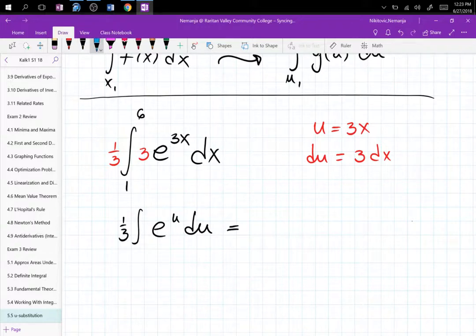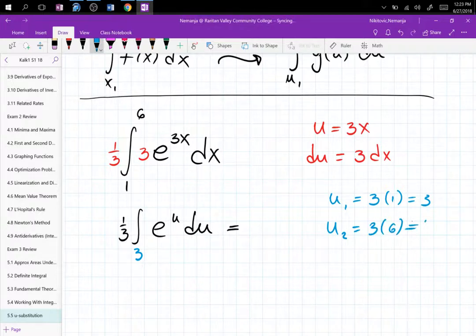Now, I'll do that in blue. u1 is 3 times 1, which is 3. So that's the bottom limit, 3. u2, which is the upper limit, is going to be 3 times 6, which is 18. And the upper limit is now 18. Note that this new integral is entirely in terms of u, and your limits are also u. Therefore, we are not going to switch back to x at all, because we are computing a definite integral, and you have all of the variables to be u.